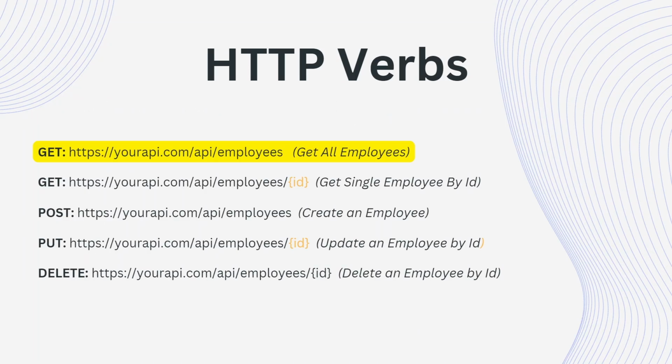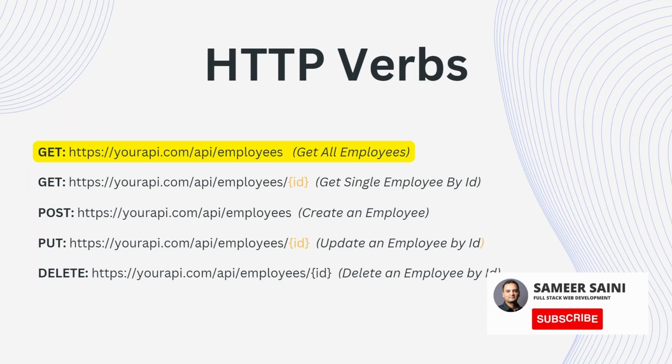Let's see some common use cases of these HTTP verbs and how they identify actions on these different URIs. If you see the first highlighted action, which is pointing to yourapi.com/API/employees, this URI will be used along with the HTTP GET keyword to get the list of all employees. This is the URL convention that we use when we have to get a resource.